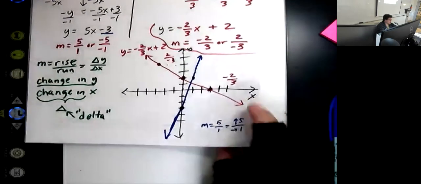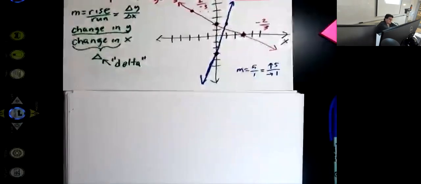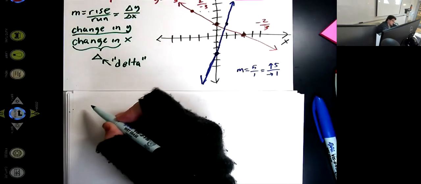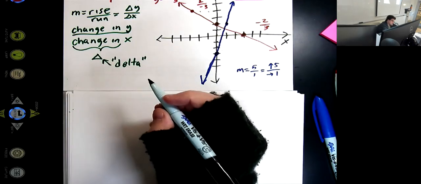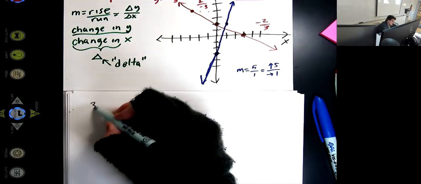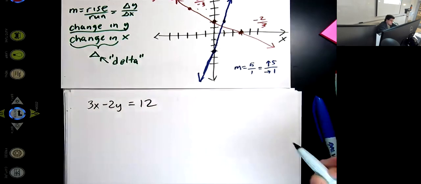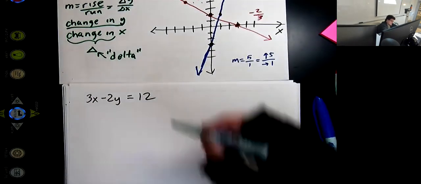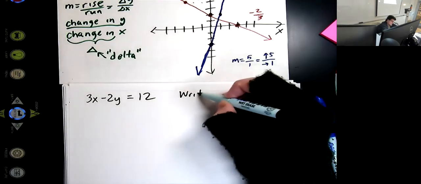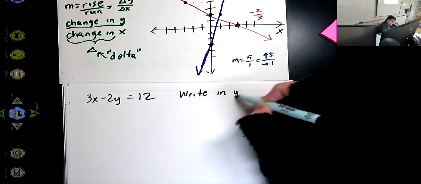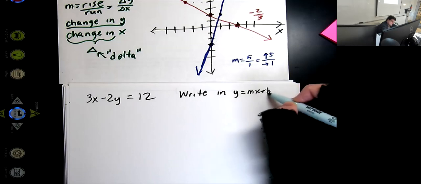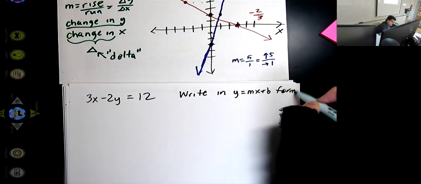You guys want to try to do one all on your own from start to finish? I think it's a good idea. Let's see how far you guys get. So let's start with 3x minus 2y equals 12. Write in slope intercept form, and then graph it.